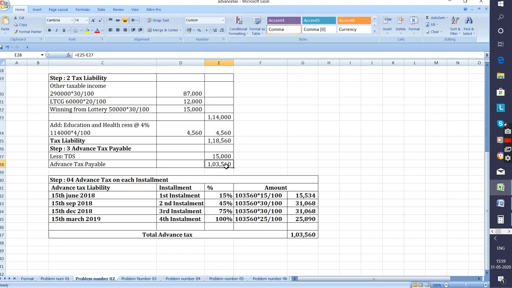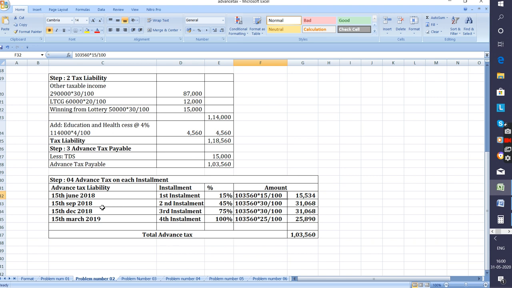Next, this advance tax payable we have to calculate for the installments quarter-wise, that is, every 3 months, how much they have to pay. Right, for the first installment the due date is 15th June. How much percentage? 15%, then the amount will be 15,534. How? 1,03,560 into 15%, that is 15,534 will be the first installment advance tax amount.